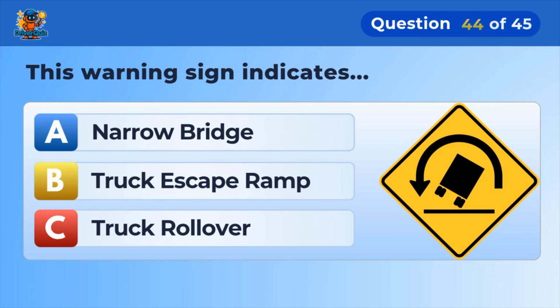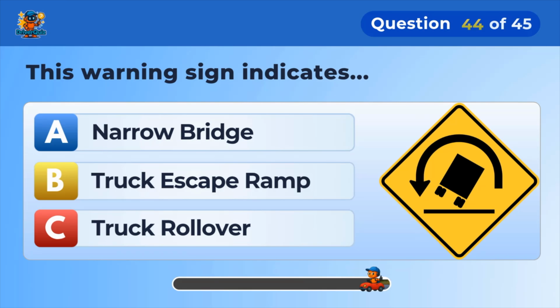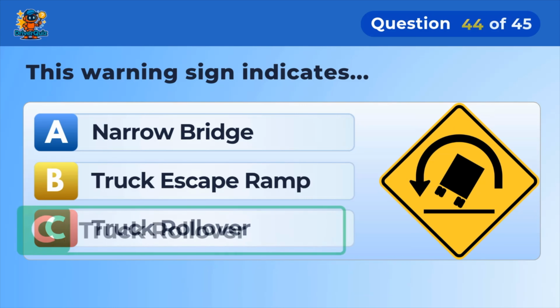Question 44. This warning sign indicates A. Narrow bridge. B. Truck escape ramp. C. Truck rollover. Let's check it out. Truck rollover.